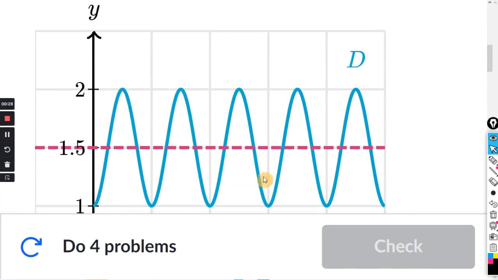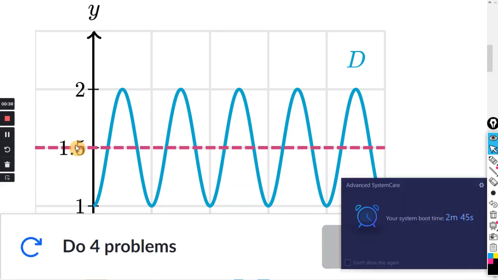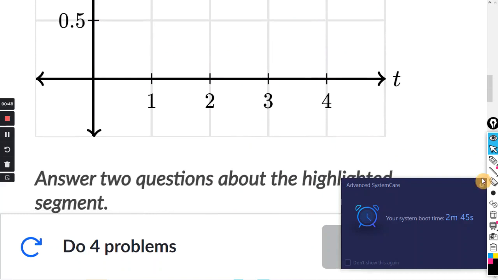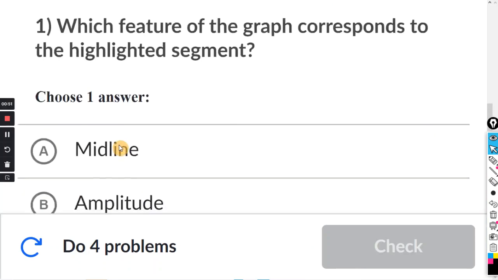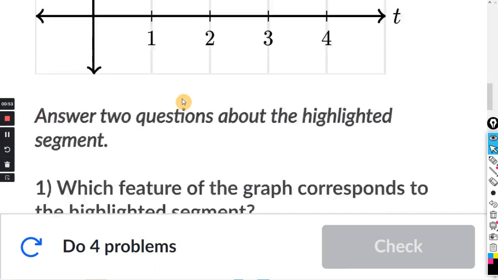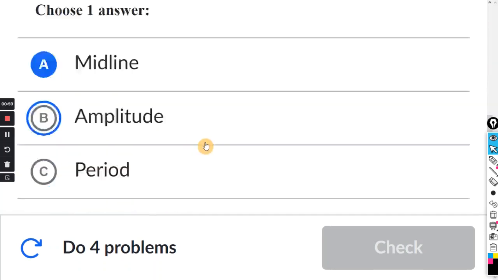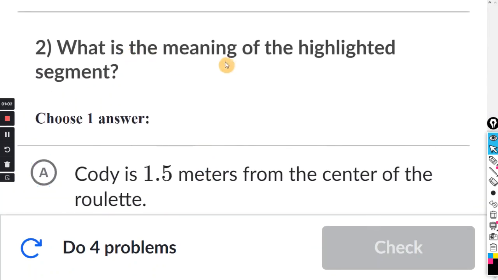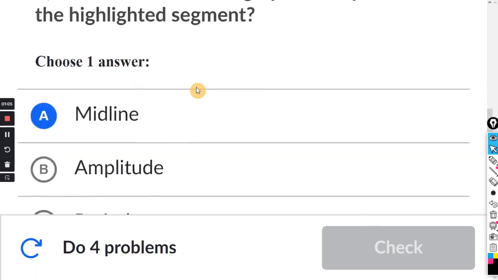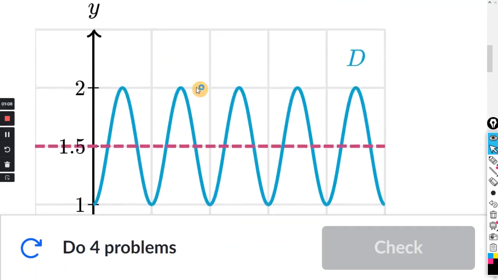Anyhow, we have this sinusoidal function, and they're going to ask us what this dashed line is. We can clearly see that this dashed line is the midline, and that is the horizontal line right in the center of the max and the min. Which feature of the graph corresponds to the highlighted segment? That's this dashed line, and that is the midline. And then they're going to ask, what is the meaning of that segment or the midline? So I think your best bet is to draw a little sketch.